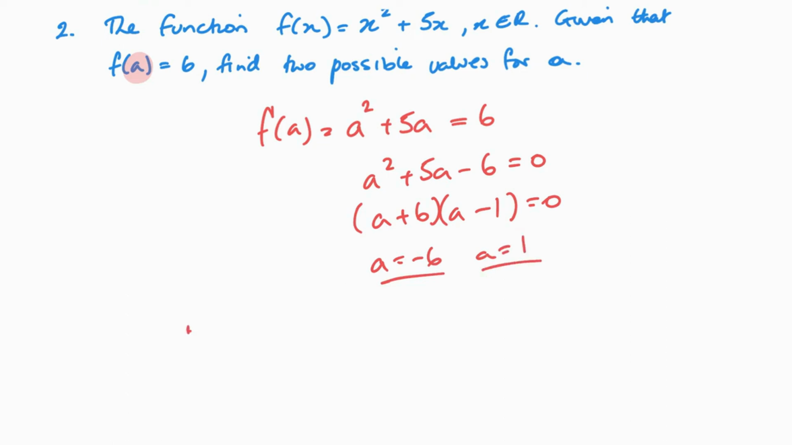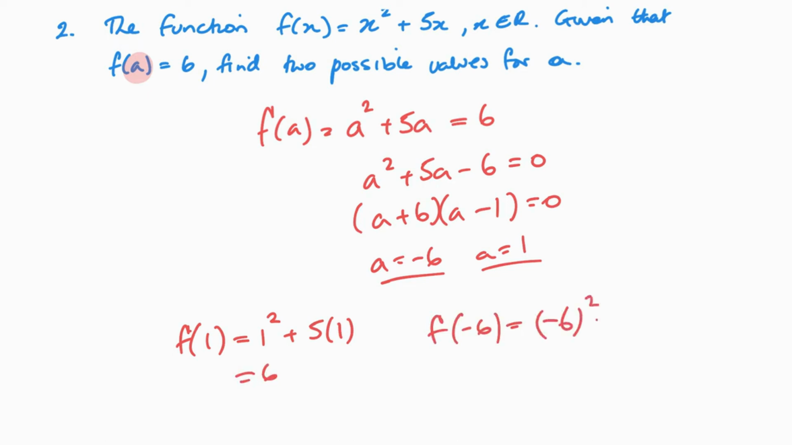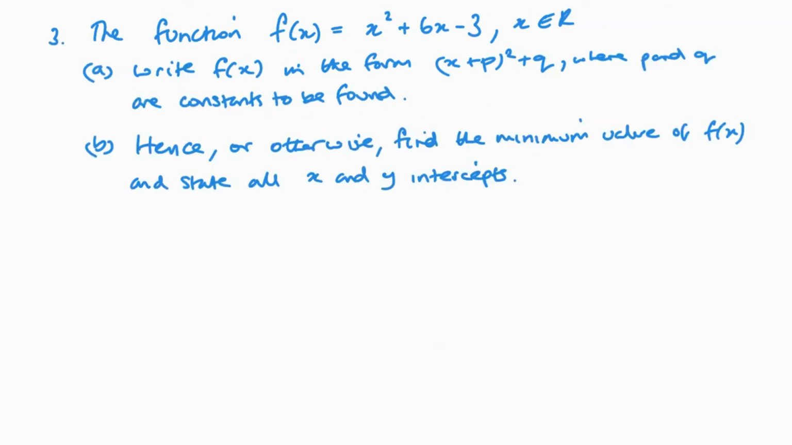If I substitute these into my equation, 1 squared plus 5 lots of 1 is 6. And substitute the negative 6 in: negative 6 squared plus 5 lots of negative 6. So we have 36 minus 30, which is 6. So it is exactly how I expected.